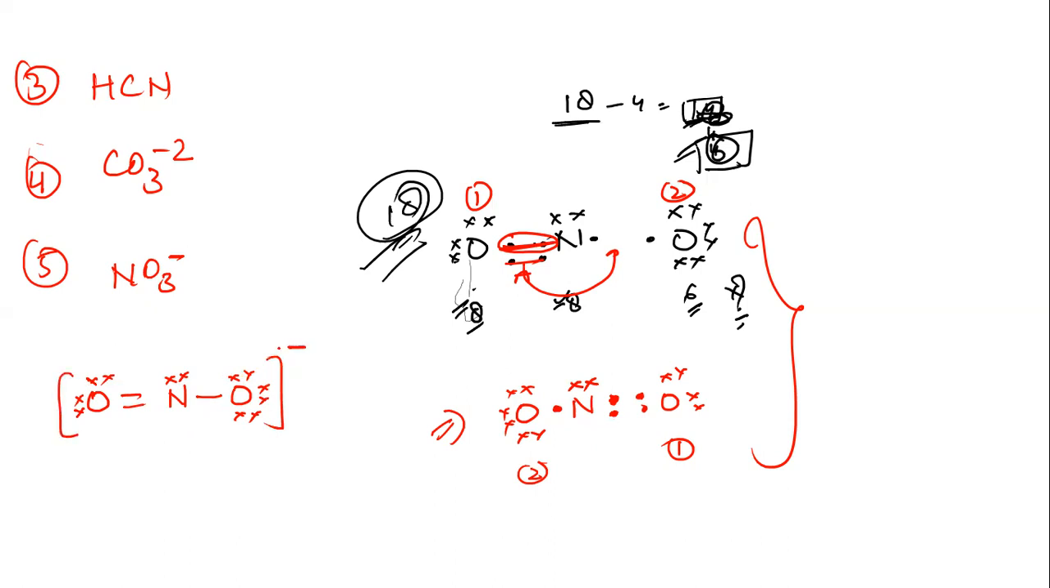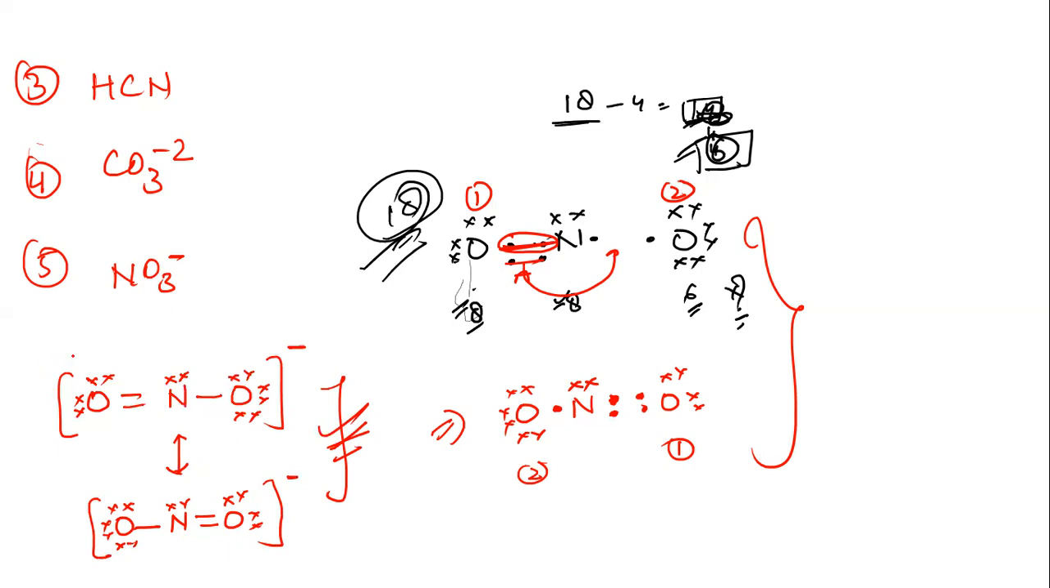Clear? Another structure we can draw: the same thing, but in a flipped manner. Again the lone pairs, and negative charge. So both answers are correct. If somebody is drawing like this, somebody is drawing like this, both are correct. Any doubt? And these two structures are known as the resonating structures.